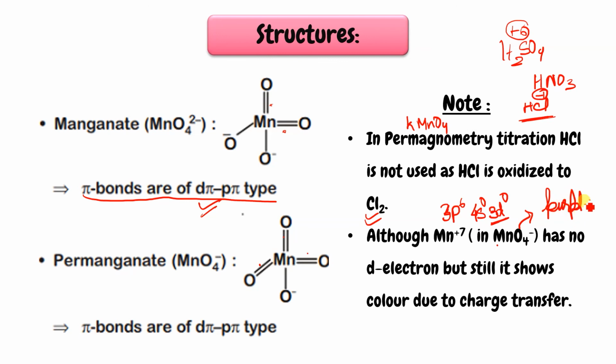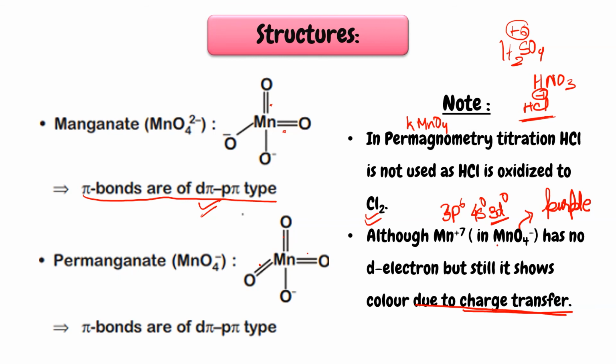So still it shows color. So what is the reason behind it? There are two factors due to which any compound can show color. What are the two factors? One is d-d transition and another is charge transfer. Charge transfer means the ligand donates the electron to the metal. So that's why it shows color. So that is called charge transfer. Got it? So be very careful.